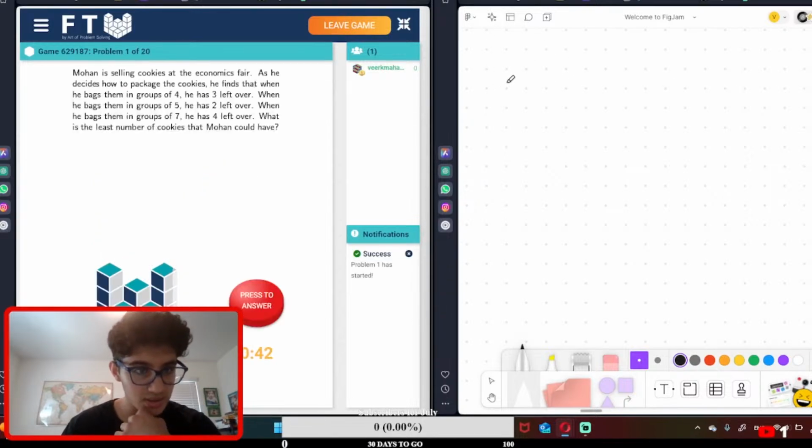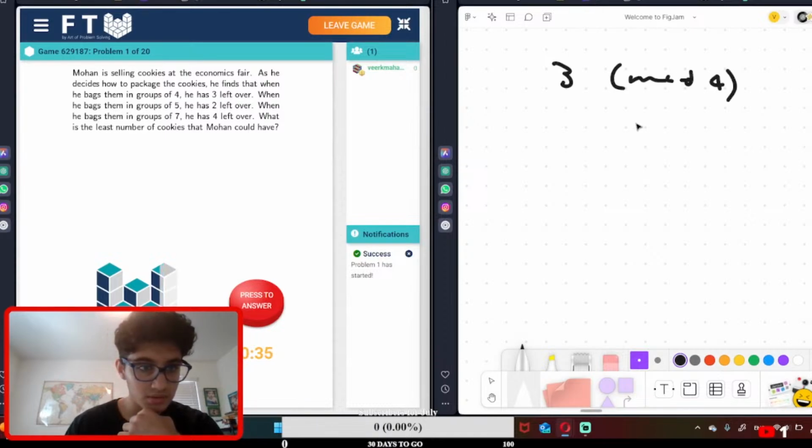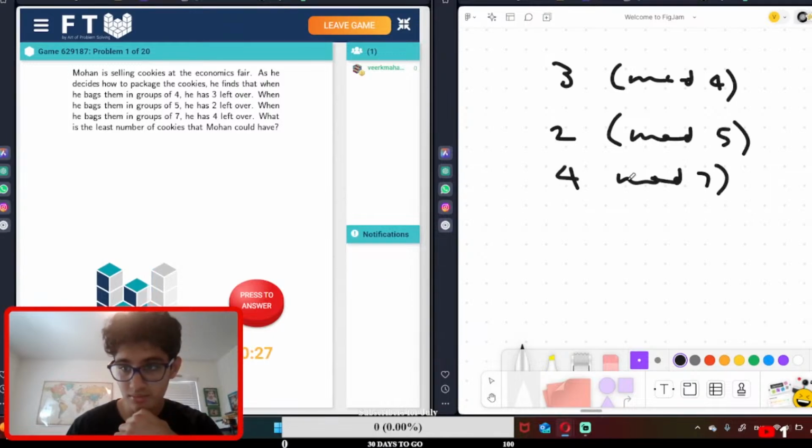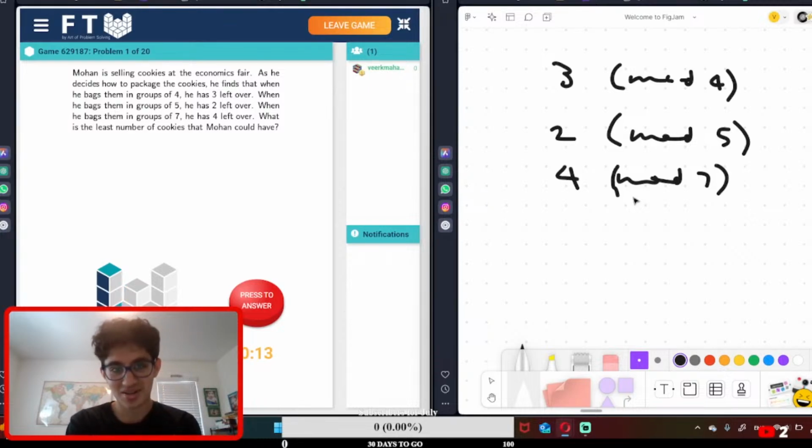Mohan is selling cookies as he decides he finds out when he bags them in groups of four. He has three left over. So it's 3 mod 4, 2 mod 5, 4 mod 7. So it's like, okay, the numbers here aren't good. 3 left over, 2 left over, 4 left over. So I think this is an application of the Chinese remainder theorem, but unfortunately I don't know how that works. So I think we'll just let this one be.